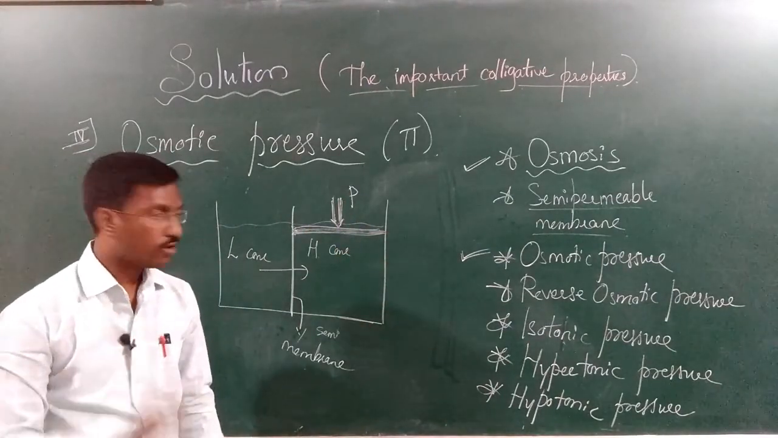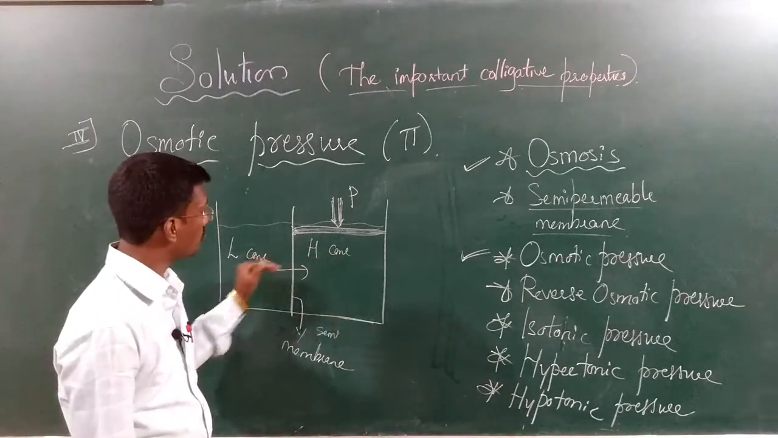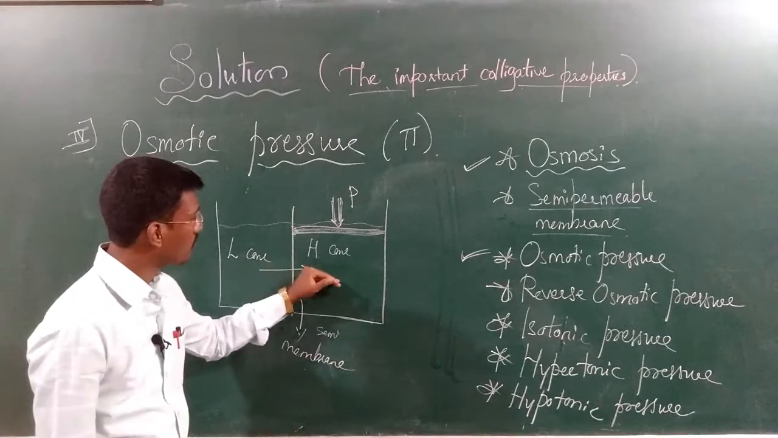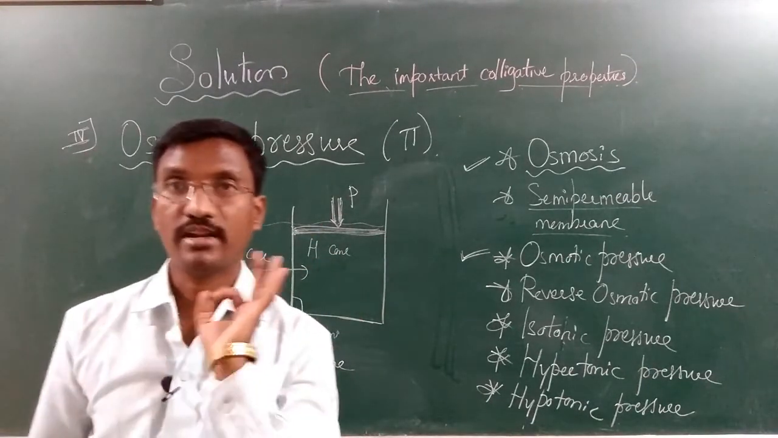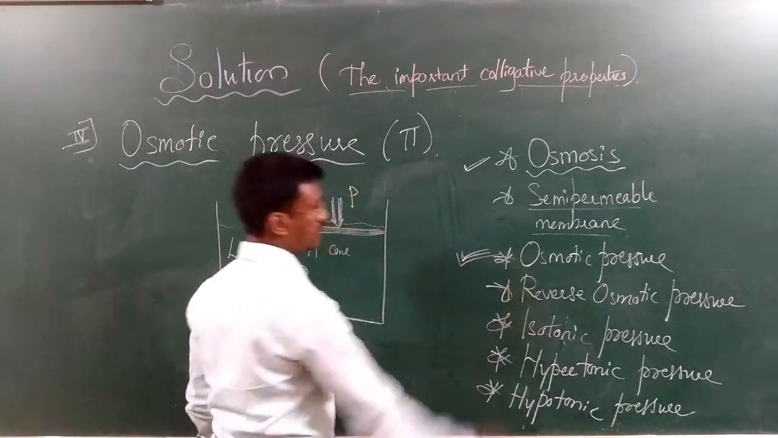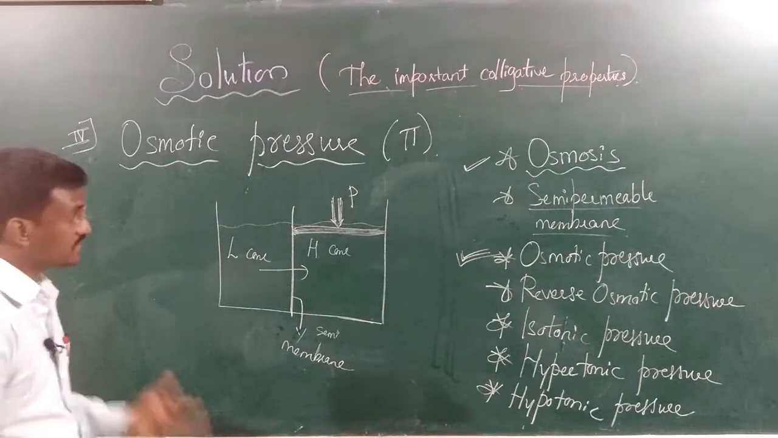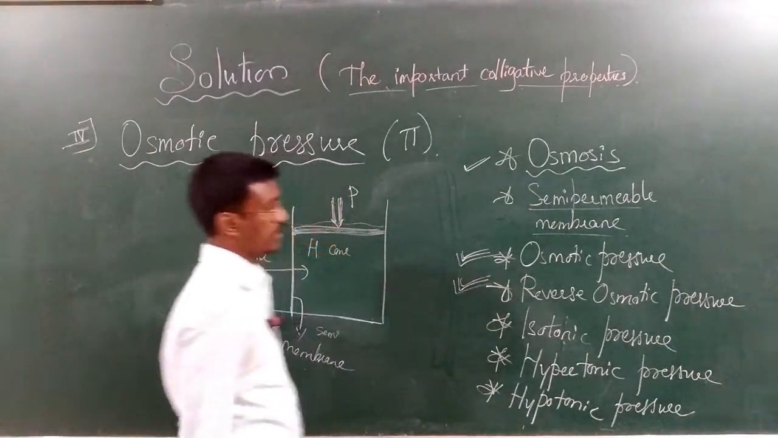Are you getting my point? The pressure is applied at the higher concentration just to stop the osmosis, because the solvent is coming from lower to higher. For that reason, this is called osmotic pressure. Keep in your mind, this is most important. According to me, this is very important. What is osmotic pressure? They will ask you. And similarly, the third one is also most important.